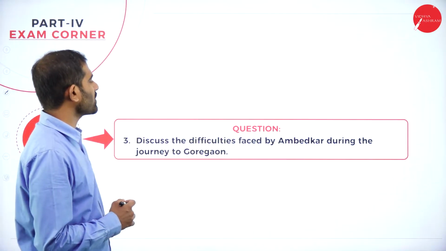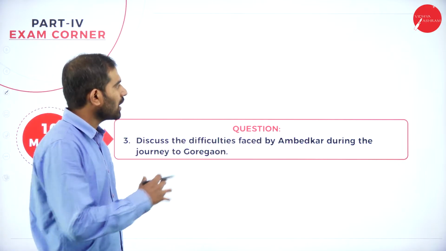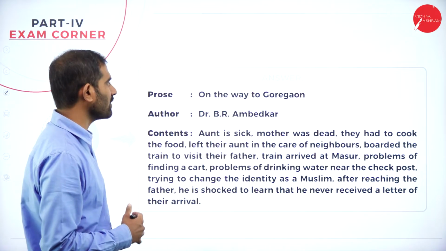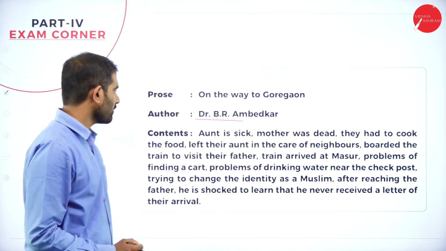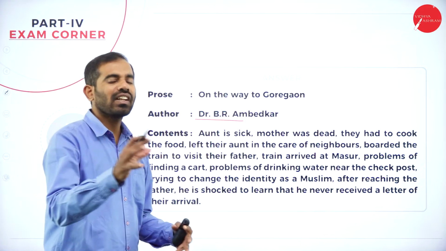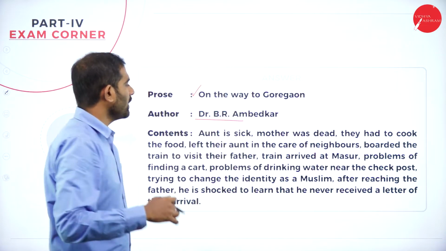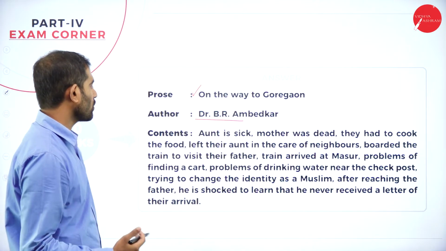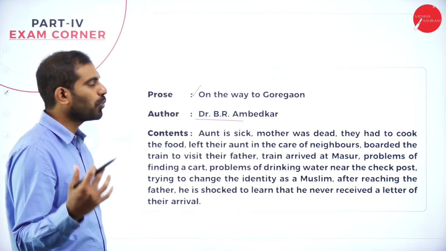Last one, discuss the difficulties faced by Ambedkar during the journey to Gurgaon. Now, it is the autobiography of Ambedkar himself on the way to Gurgaon. Here, the author is Dr. B.R. Ambedkar himself. He talks about the difficulties that he undergoes in this prose. He has an aunt who is sick and his mother is dead, and they had to cook their own food, left their aunt in the care of neighbors, and boarded the train.